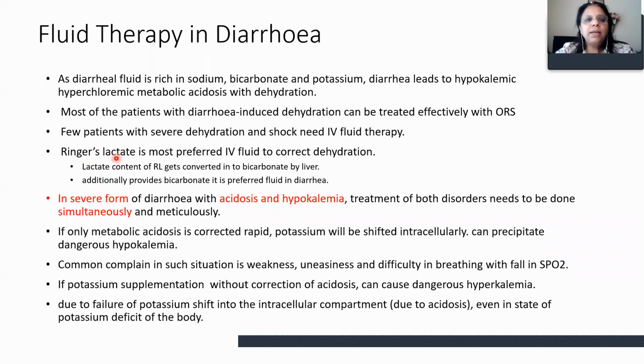So the good fluid, Ringer's lactate, is most preferred. Why? Because they have lactate and it additionally provides the bicarbonate. So in severe forms of diarrhea with acidosis and hypokalemia, that is also handled with Ringer's lactate, right? So that is why it is a fluid of choice. If only metabolic acidosis is corrected, potassium will be shifted intracellularly, so you don't need to worry about this. So if you just know the fluid in diarrhea is Hartmann's, that is enough.